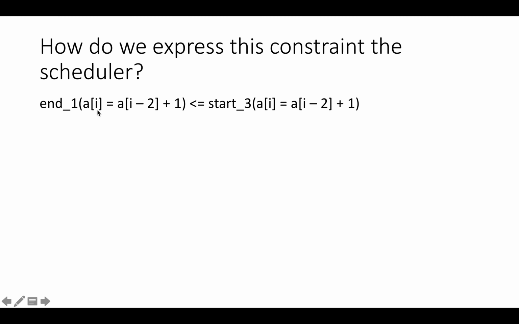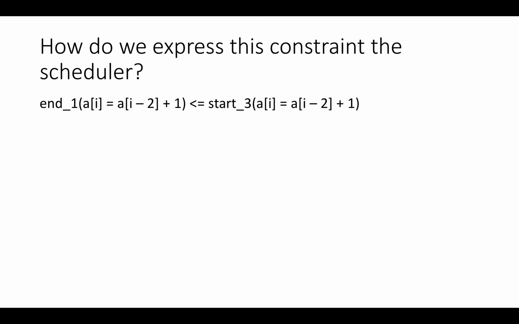In other words, the instance of this instruction in the first iteration of the loop has to end at a time that is less than or equal to the start of the instance of that instruction in the third iteration of the loop. So the end of this instruction in the first iteration has to be before or at the same time as the start of that instruction in the third iteration. And that's just a symbolic representation of the constraint on the order of the store and the load that we saw visually in the pipeline execution diagrams earlier.